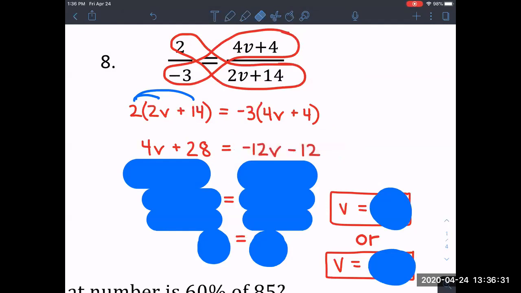Okay, so we use the distributive property there. We get -12v minus 12. -3 times +4 will give you -12 both times. Okay, so next, now we have, it's still a pretty complicated equation.